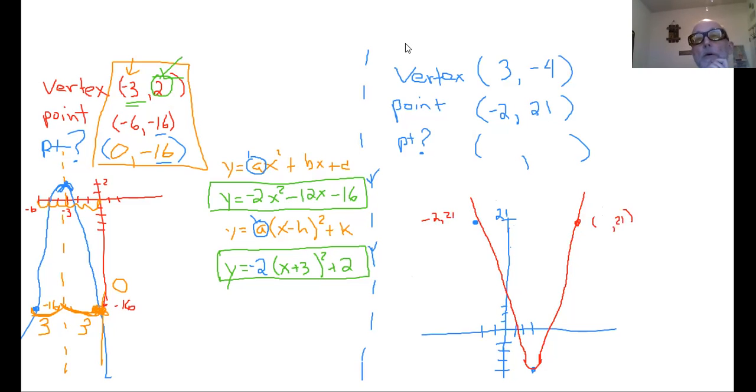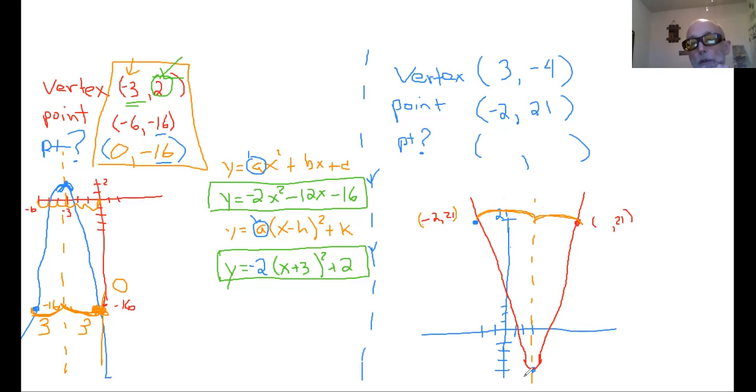And how do I know? Because I have the line of symmetry that goes right down the middle, right? It's at 3, right? So I know that this distance from here to here has to be the same as the distance from here to here. Has to. It just has to. So how far is it? Well, I look down here. I'm at -2.